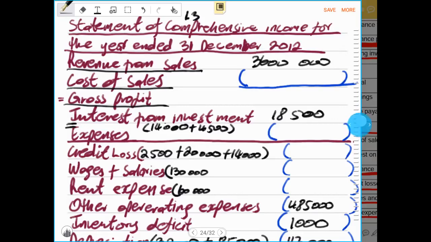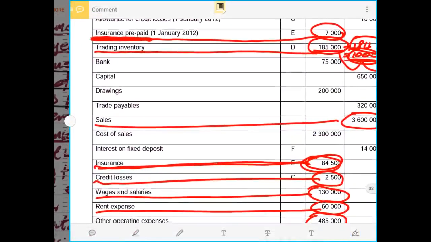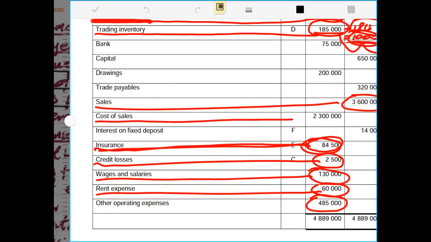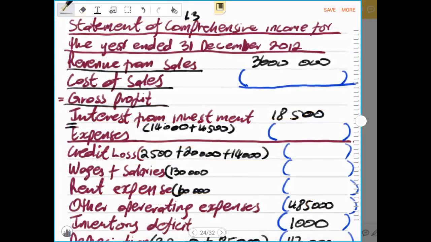3,600,000 rands. The amount of the cost of sales is given to be the amount there. We have our cost of sales, 2,300,000 rands. And if you say sales minus cost of sales, you get to the gross profit of 1,300,000 rands. Then our interest is already there.